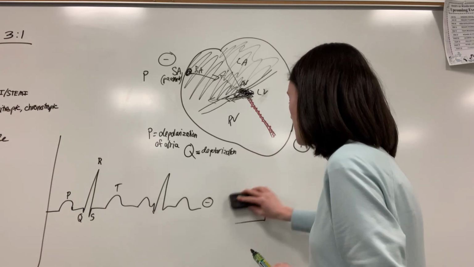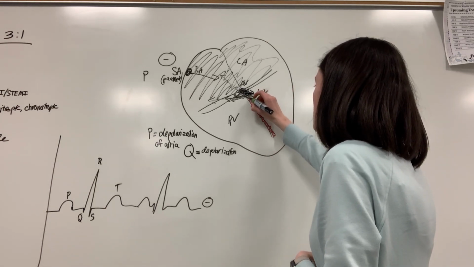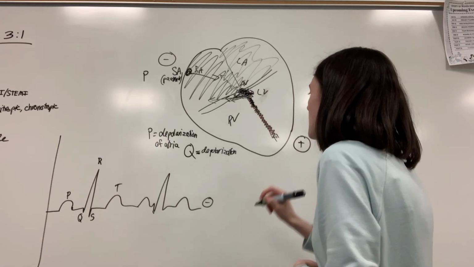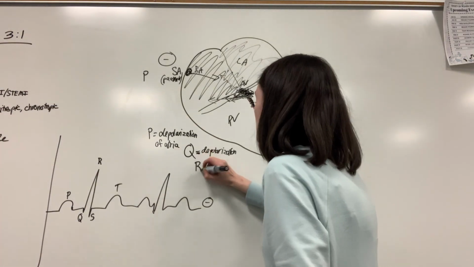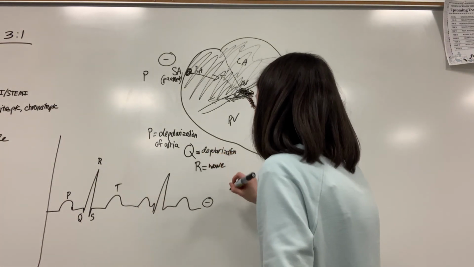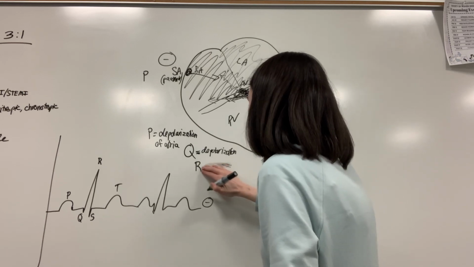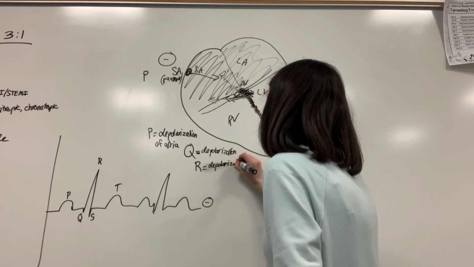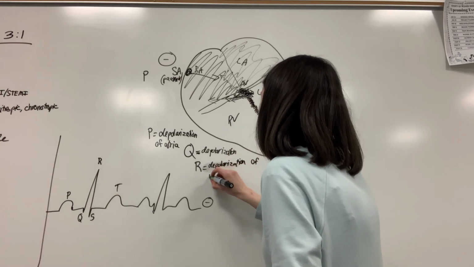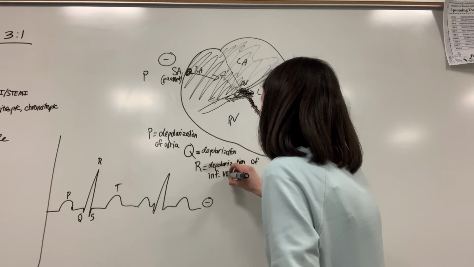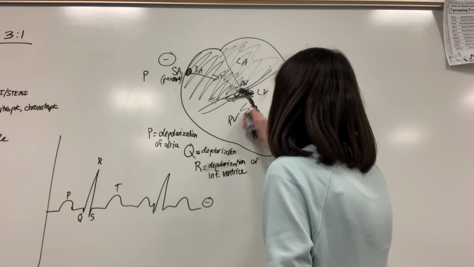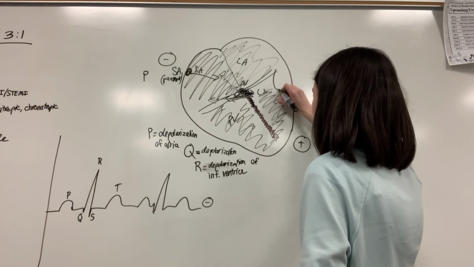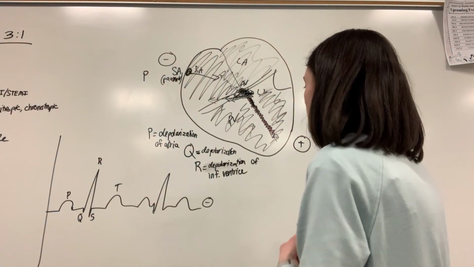The next thing that's going to happen is, now that this is depolarized, our whole ventricular septum, specifically the inferior septum, is now going to be depolarized, and that's when we have our R wave. So our R wave equals depolarization of the inferior ventricle. So basically, almost the entire heart is going to be depolarized except for one piece, which I'll explain in just a second.